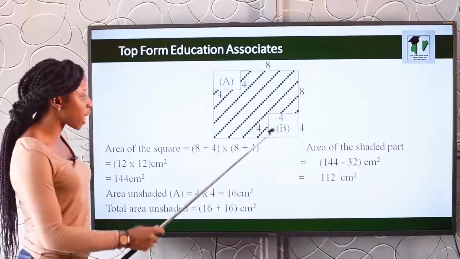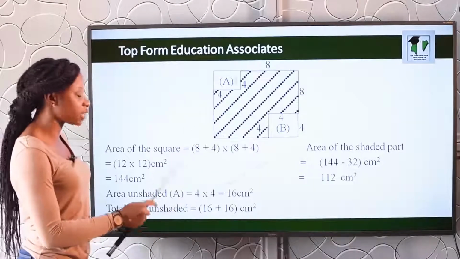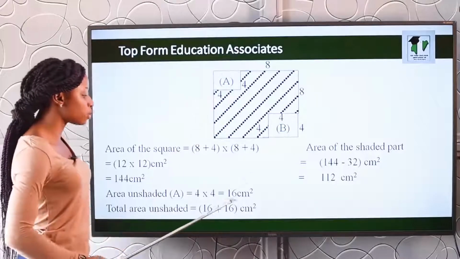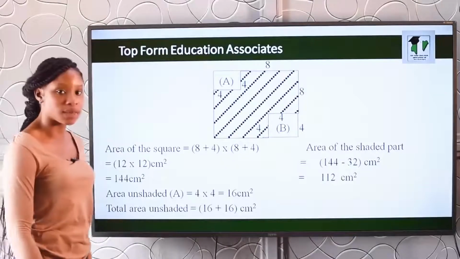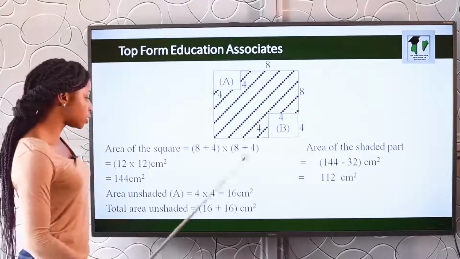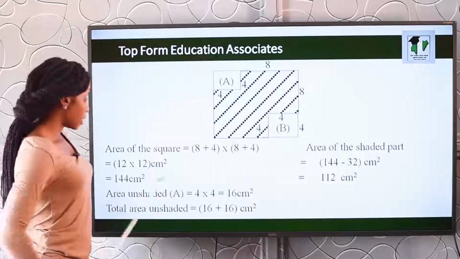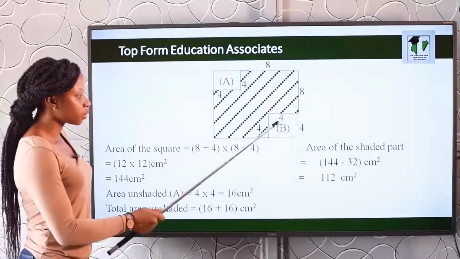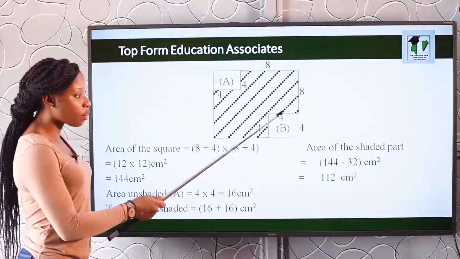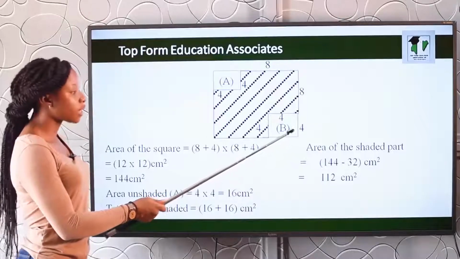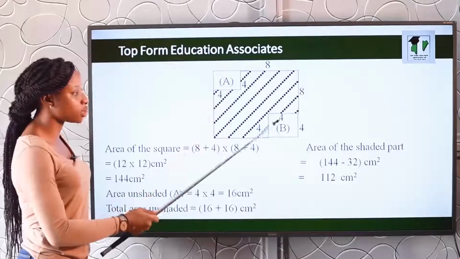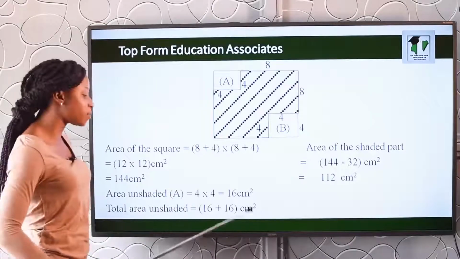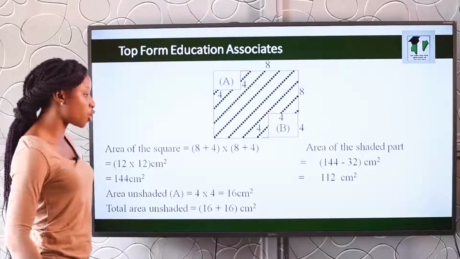The area of the unshaded parts, which is A and B. We have two unshaded parts here, A and B. A is giving us 4, the length is 4, breadth is 4. So we do the multiplication and we have 16 centimeters square. Now, we do the same for B. B is also 4 multiplied by 4, to give us 16. So, the total area of the unshaded part is 16 plus 16 to give us what?